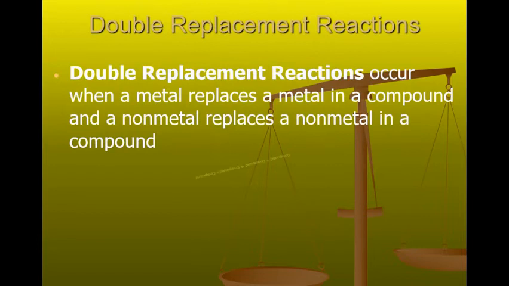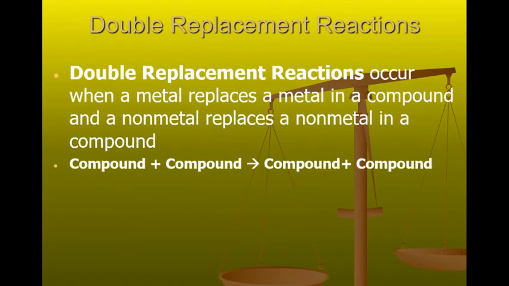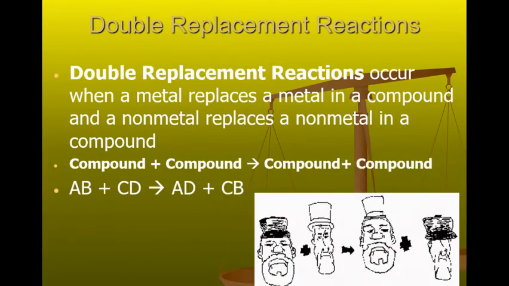So make sure that you've got compound, compound to identify on each side. Compound, compound on the reactant side. Compound, compound on the product side. That's going to give you the telltale clues that this is a double displacement reaction.